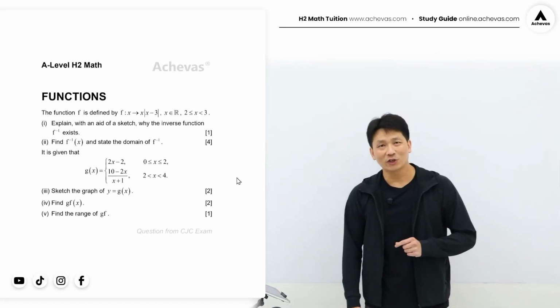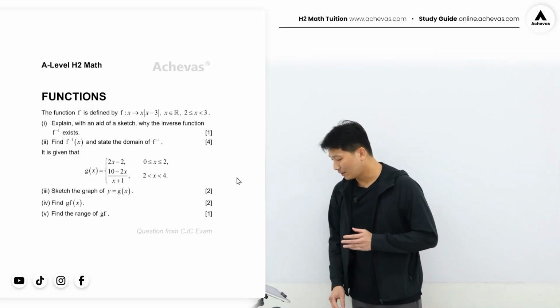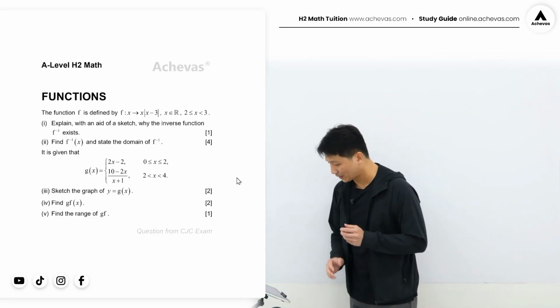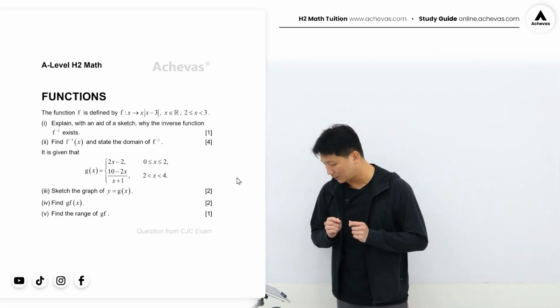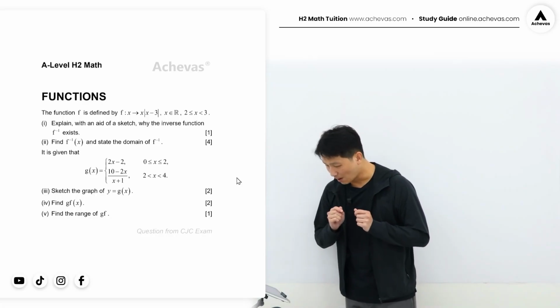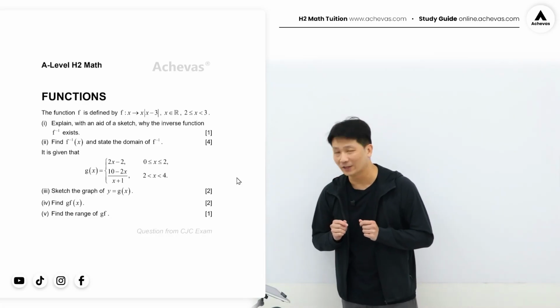Let's take a look at this function question. We have the function f being defined to be f(x) equal to x modulus of x minus 3, and the domain is between 2 inclusive and 3 exclusive. Part 1. Explain with a sketch why the inverse function exists.